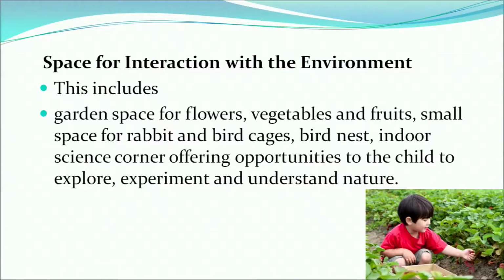Now, what kind of space is required for interaction with the environment? Something we discussed in the previous slides was related to the inside of the play center: the walls, the mat, doors, and the kind of furniture. Now, what kind of environment should be there outside? It includes garden space for flowers, vegetables, fruits, a small space for rabbits and bird cages, bird nests, and indoor science corners, offering opportunities to the child to explore, experiment and understand nature.